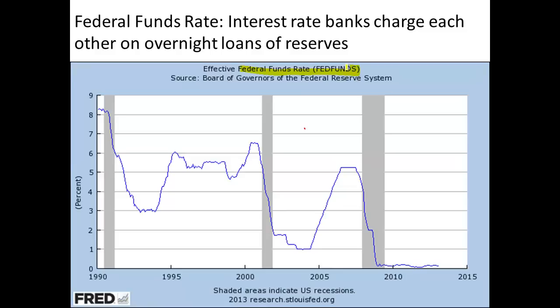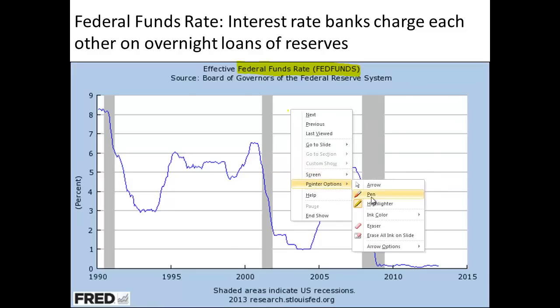Now, the federal funds rate, we say the Fed changes interest rates. The Fed really doesn't go out and set an interest rate. The Fed will add or subtract reserves from the banking system until it gets a certain interest rate that it's interested in at the level it wants it to be at. And that interest rate is going to be the federal funds rate.